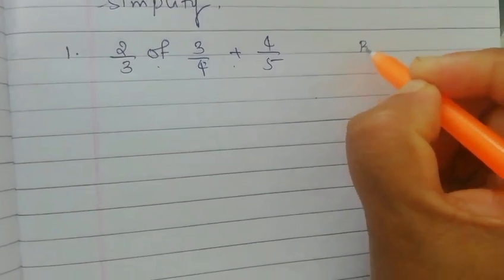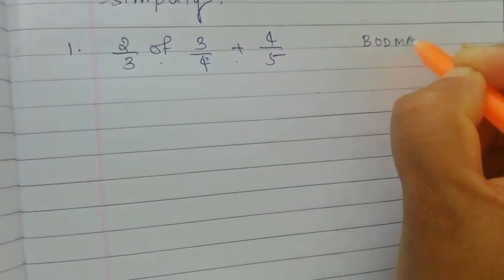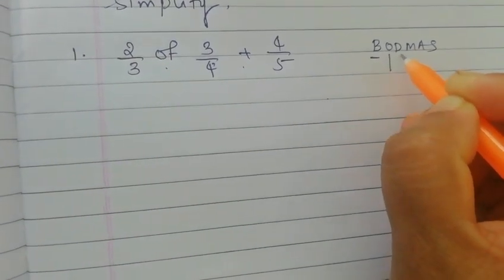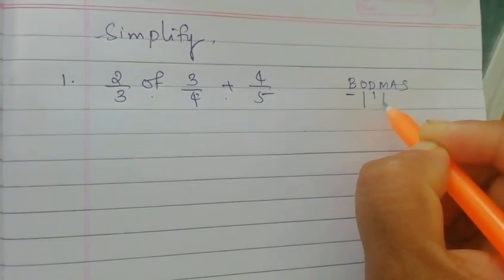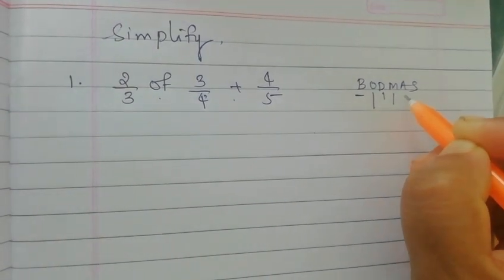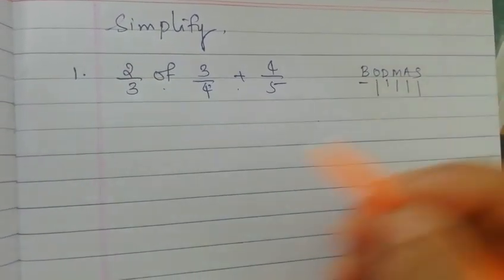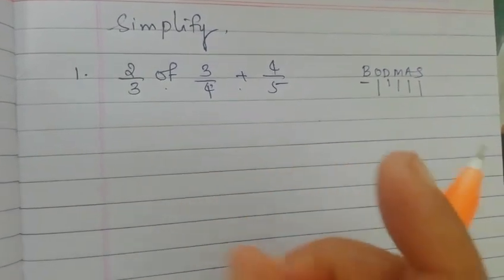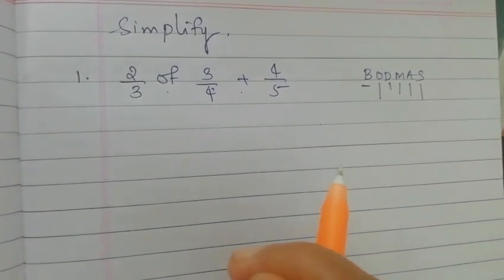We know the BODMAS rule. In the BODMAS rule, the bracket we have to do first. O means of, D means division, M is multiplication, A is addition, and finally subtraction. Last class I explained the BODMAS rule and gave the notes also.